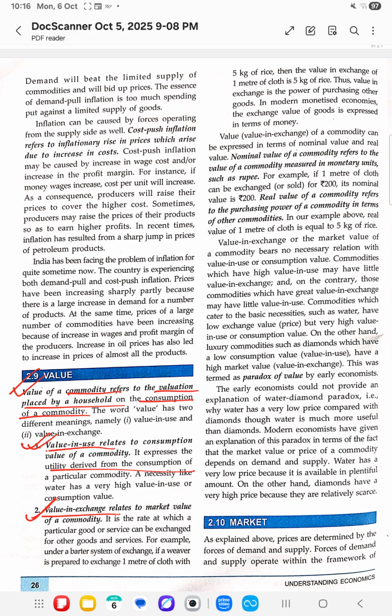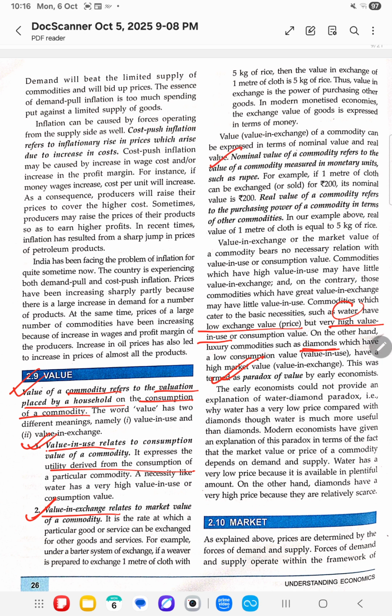That is being referred to here as the paradox of value. The example they are giving is that water has a low exchange value. That means low price, low money. You almost don't have to pay any money, or at some places you do have to pay money to have water, but that is low compared to diamonds. If you compare water with diamonds, you need water more than diamonds because you need water to survive, right? So though water has a very high value in use, it has low value in exchange compared to diamonds.